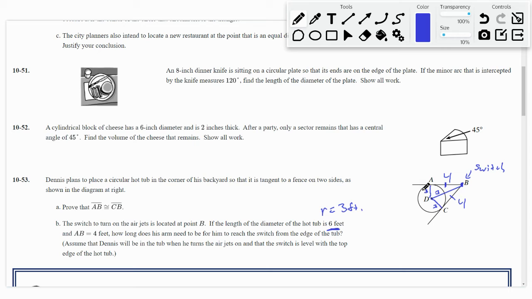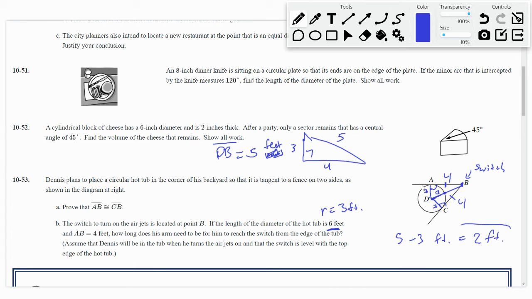But I hope you see this here, because we have tangents, we actually have right triangles. And more importantly, not just any right triangle. It's a 3, 4, 5. So that means DB is equal to 5 units. Right? Or 5 feet, I should say. Now, why is that important? Well, if DB is 5, we know the radius going from D to the edge of the circle is 3, right? So how much more feet does he have to reach? Well, it's just 5 minus 3 feet, which is 2 feet. That is the answer to the question.